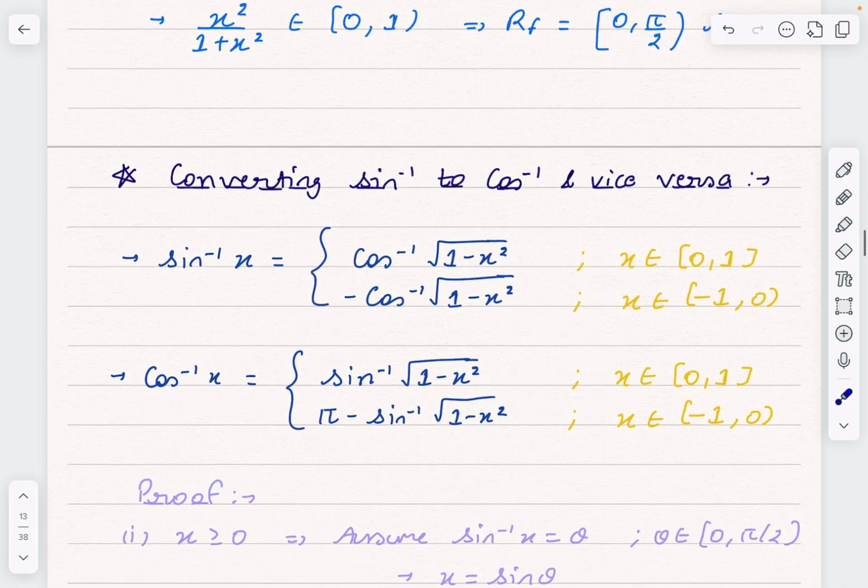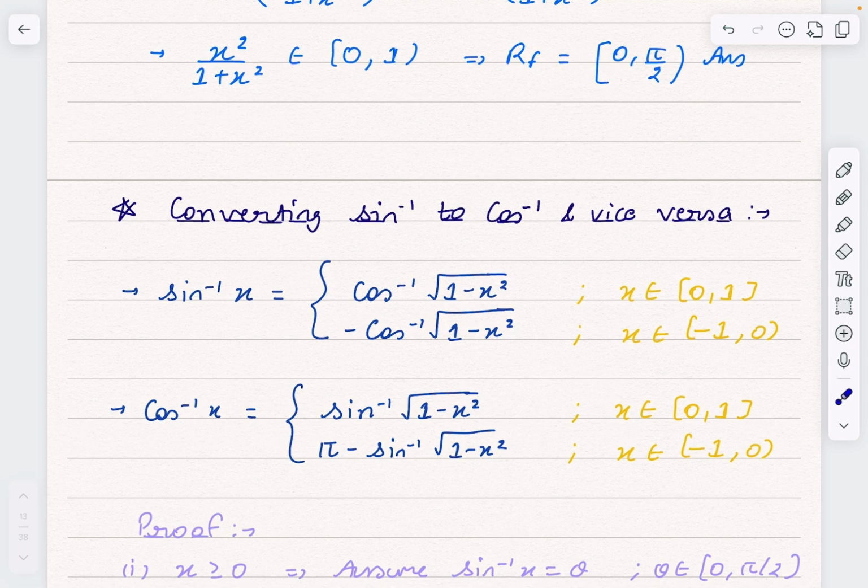Next, another thing I discussed, converting sine inverse to cos inverse. See, sine inverse x we can write as cos inverse of square root 1 minus x square when x lies from 0 to 1, basically for positive values of x. And it will be minus cos inverse root 1 minus x square when x is negative, basically minus 1 to 0. In case of cos inverse x, it will be sine inverse root 1 minus x square when x is positive, basically 0 to 1. And it will be pi minus sine inverse of root 1 minus x square when x is negative, basically minus 1 to 0.